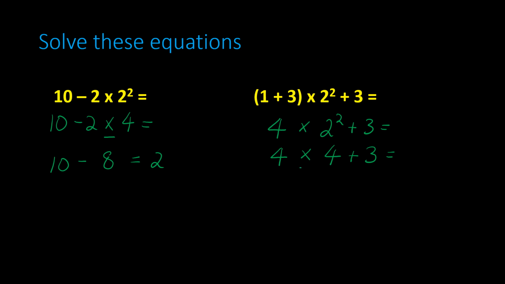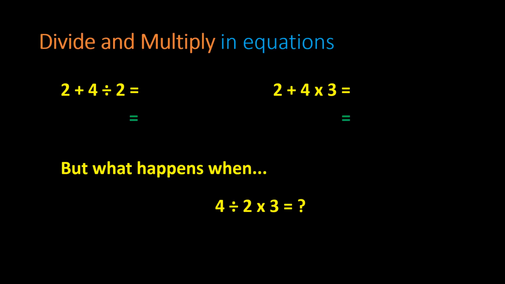Now, we do the multiply first, which is 4 times 4, 16, plus 3, and we get 19. Let's have divide and multiply in equations. In the first example, we have 2 plus 4 divided by 2. Now we know divide and multiply comes before add and subtract, so we'll do the divide first. We have 2 plus 4 divided by 2, which is 2, so 2 plus 2 is 4.